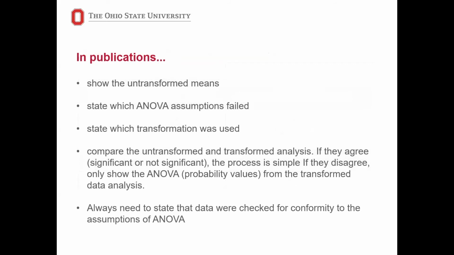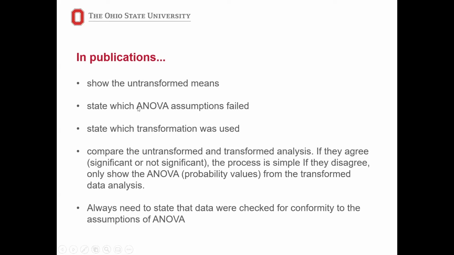So how do we show this in publications? In publications, we should always show the untransformed means when we're describing these in the text, or showing tables of data. It's going to be very confusing for readers to be seeing data that includes means that have been transformed. They're almost impossible to interpret without back transforming. So our tables of data should show those untransformed means.